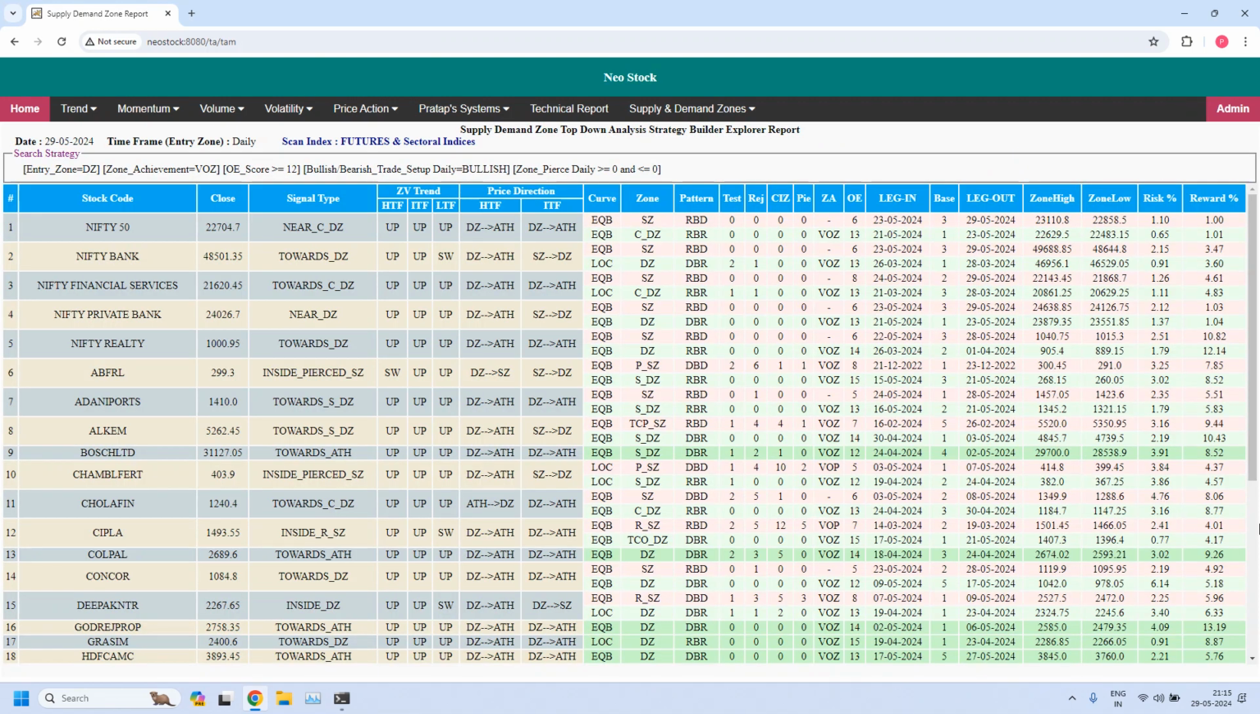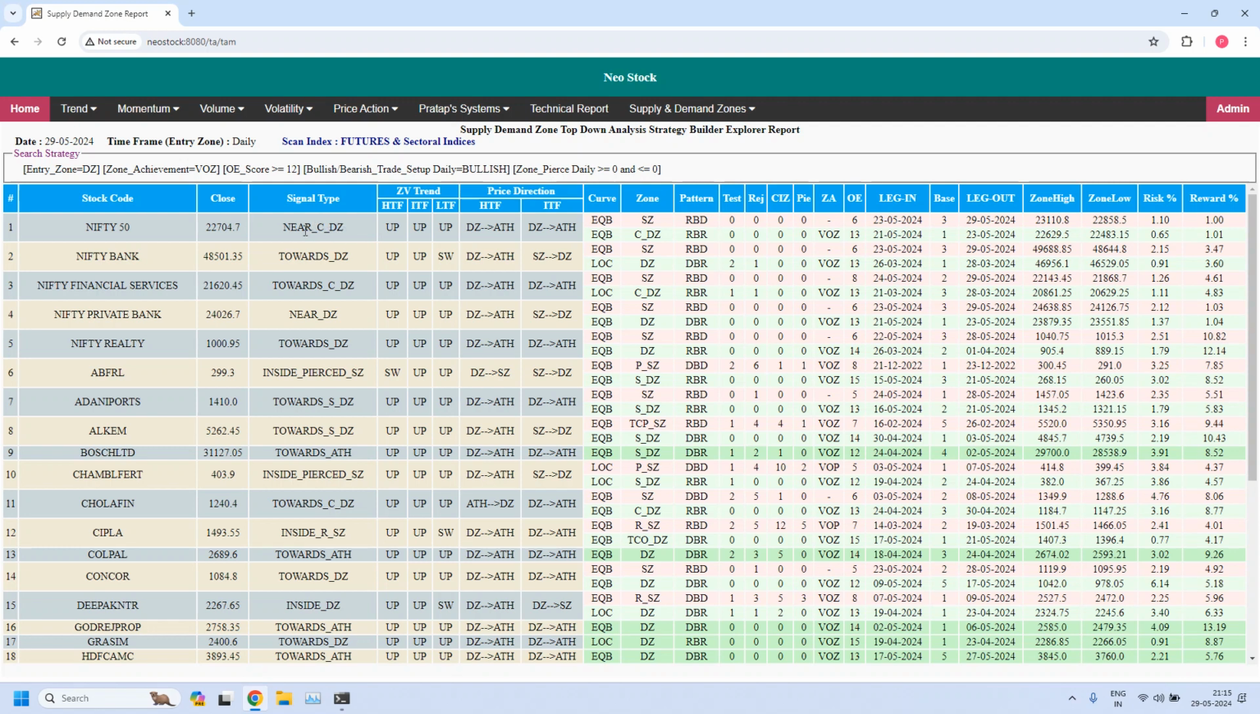Now we have a good number of bullish trade setup stocks filtered. In that, Nifty 50 is also supporting bullish trade setup. Actually it is a high liquidity demand zone and also it is supporting bullish trade setup. Even Bank Nifty is also supporting, but Nifty 50 is near the high liquidity demand zone.